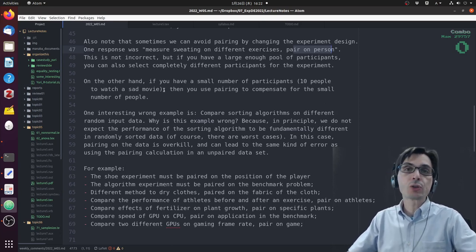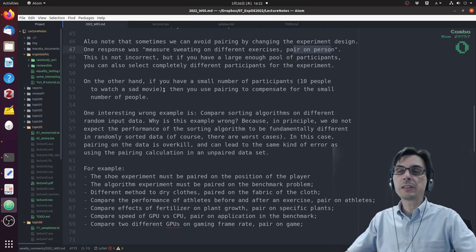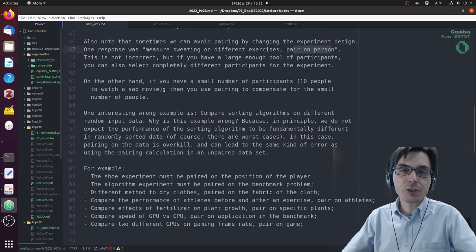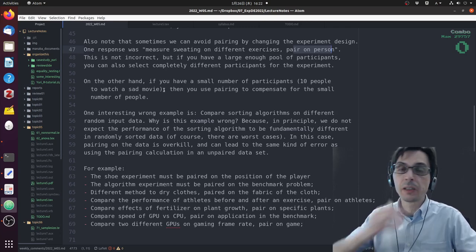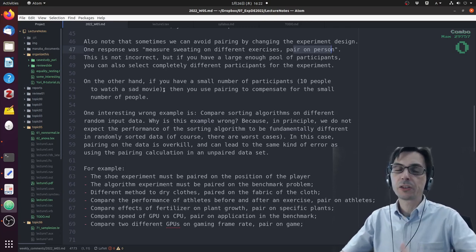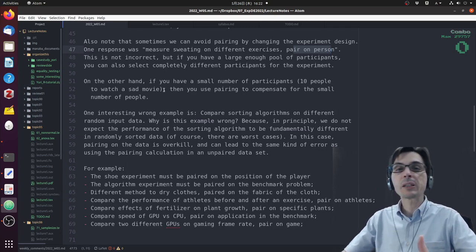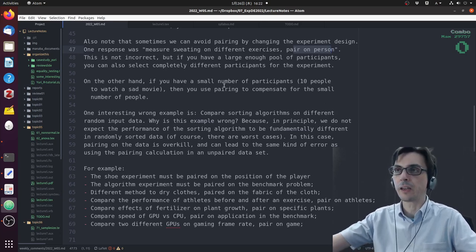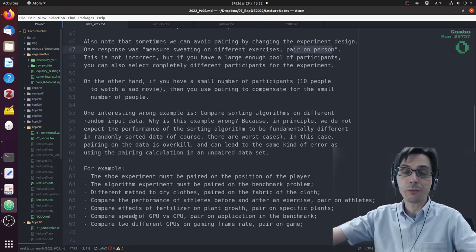pairing of the data is overkill, and we are doing something called pseudo replication. We are adding some connection where there shouldn't be connection, and we're making our test artificially strong. And we're going to have some artificially strong conclusions, which is not a good thing to have. So use pairing with care, okay?